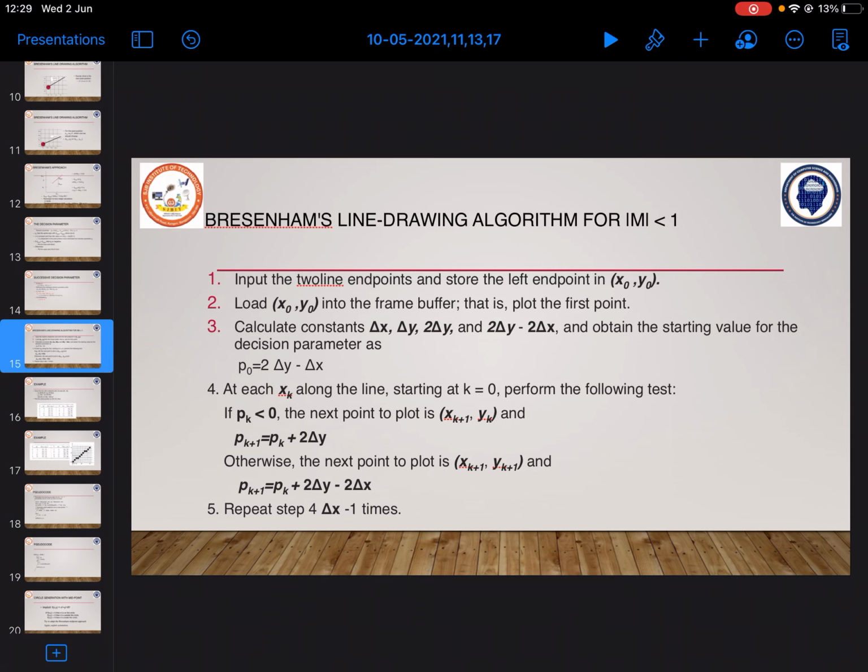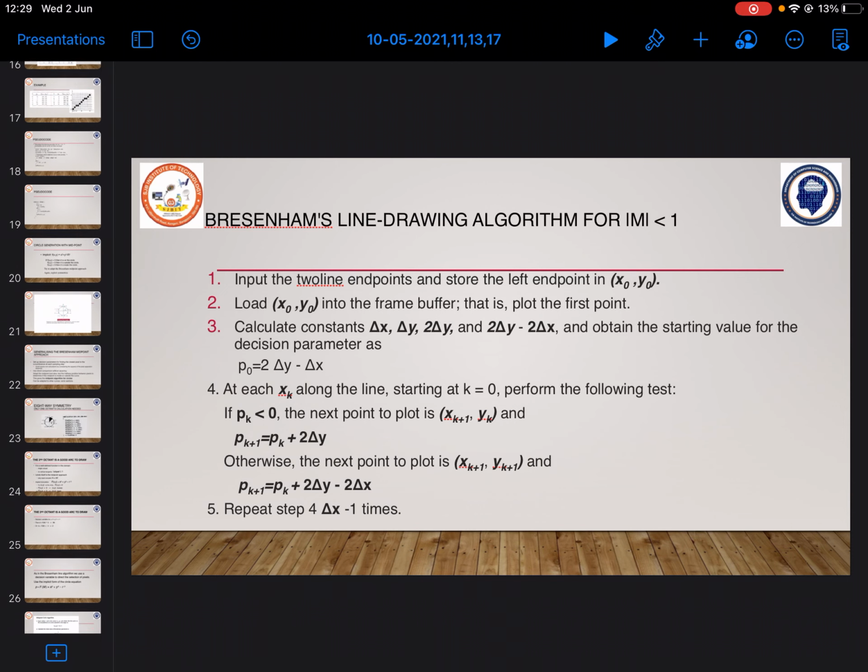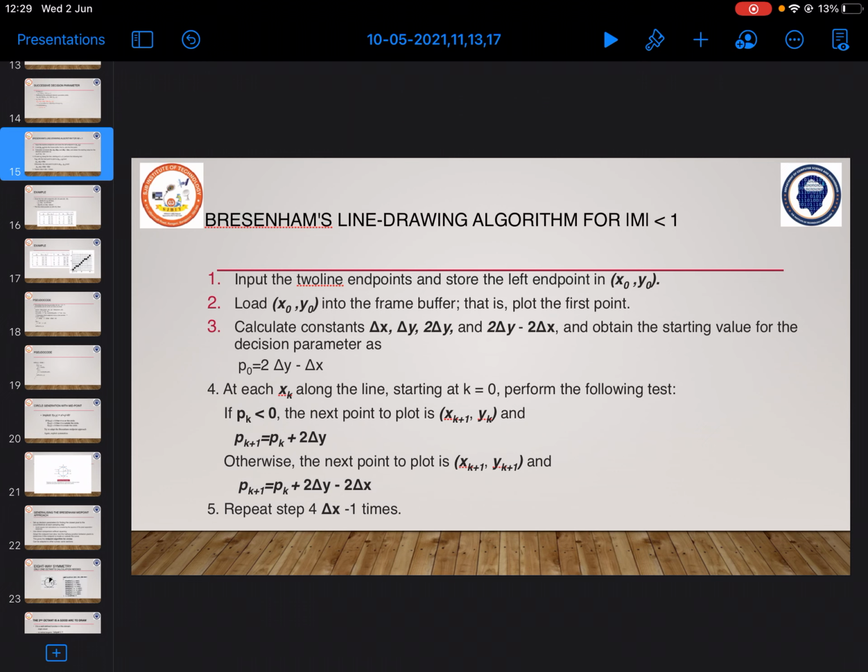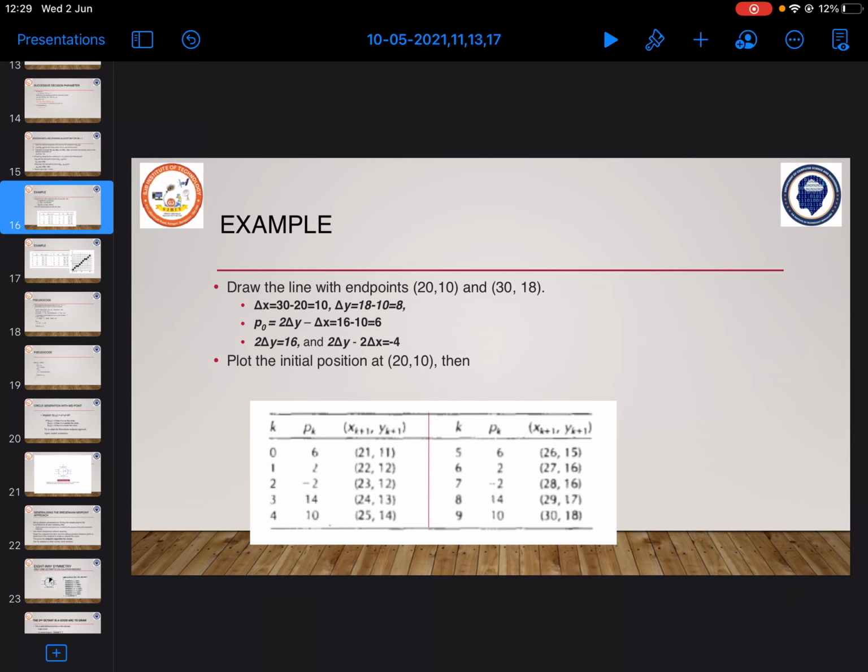At each xk along the line, starting at k equal to 0, perform the following test. If pk is less than 0, the next point to plot is xk plus 1, yk, and pk plus 1 is equal to pk plus 2 delta y. Otherwise, the next point to plot is xk plus 1, yk plus 1, and pk plus 1 is equal to pk plus 2 delta y minus 2 delta x. Repeat these steps delta x minus 1 times.